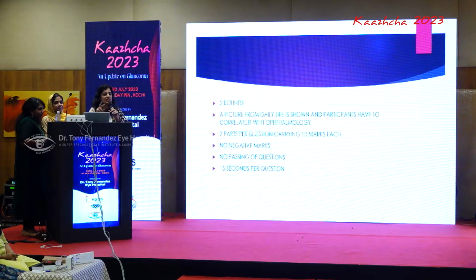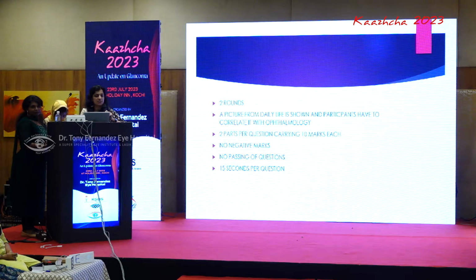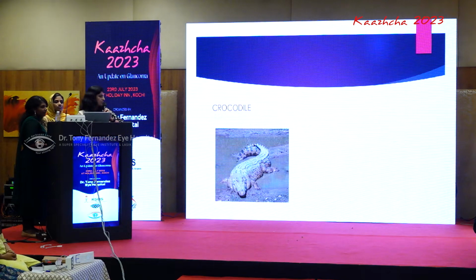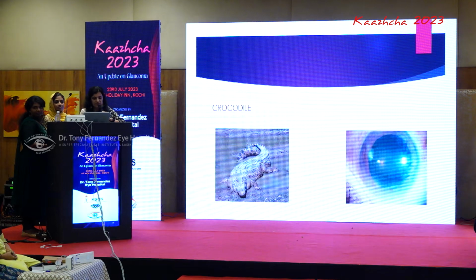Next is the Pictionary round. Here there are 2 rounds, so each team will get 2 questions each. A picture from daily life is shown and the participants have to correlate it with ophthalmology, and we'll have a question based on that. Each question, identification and the question, is 10 marks each. There is no negative marking, no passing of questions, and 15 seconds per question. So I'll give an example. If this is a crocodile, you know how crocodile shagreen occurs in the cornea.